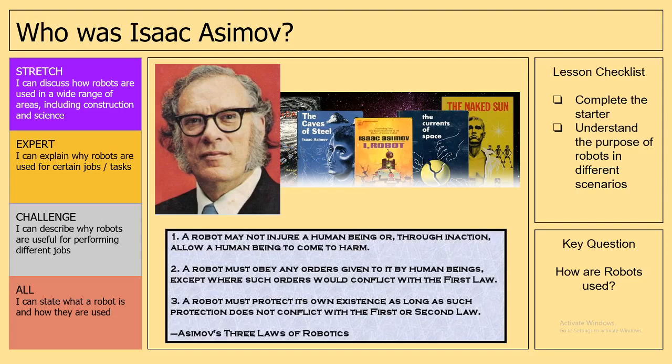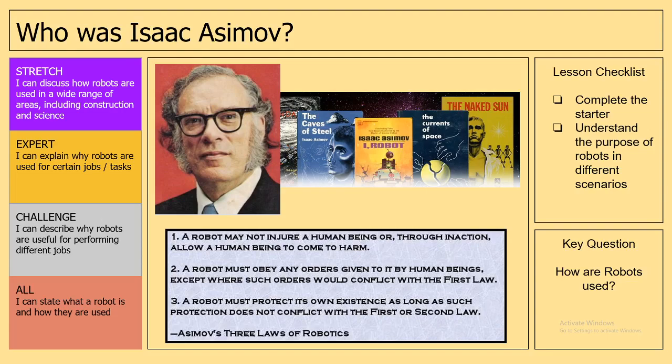Law number 3, a robot must protect its own existence as long as such protection does not conflict with the first or second law. So what this is saying is a robot must be able to protect itself, its existence, what it does, how it operates, as long as it doesn't conflict with the first 2 laws. And this was groundbreaking thinking, this idea of where robots could potentially be going in the future.